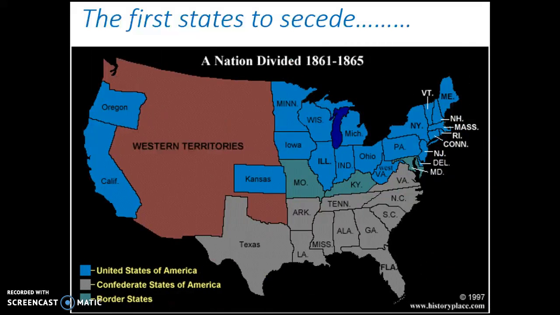So I already said, look at this map. You will see the first states to secede. South Carolina was the first, but all the states in the gray seceded from the Union, starting from Virginia all the way down to Florida over to Texas. Those states seceded from the Union. And then you have your border states, and then your blue is your United States of America.